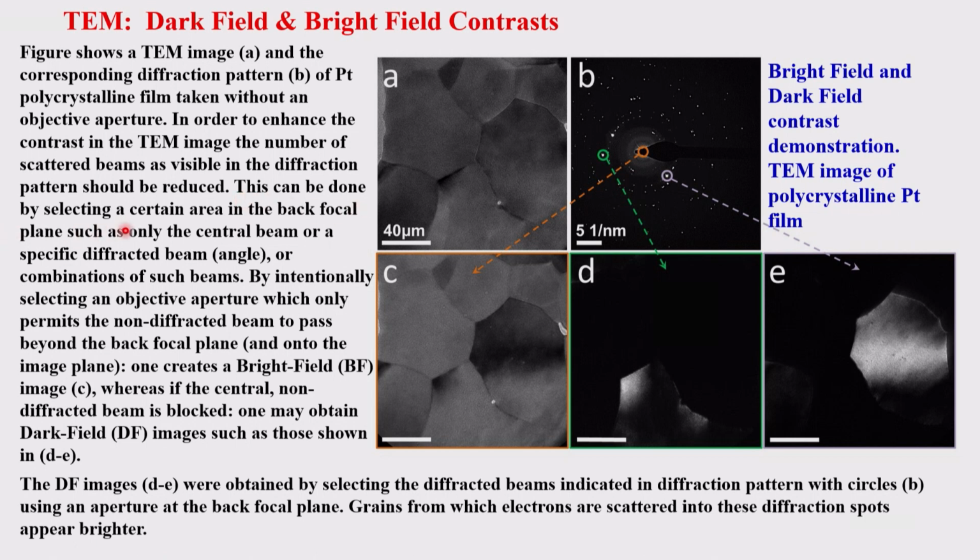This is done by selecting a certain area in the back focal plane, such as only the central beam or a specific diffracted beam or a combination of these kind of things. So the instrumentation, you have to play with it. So therefore you can get accordingly. So this is the bright field and these are the dark field.